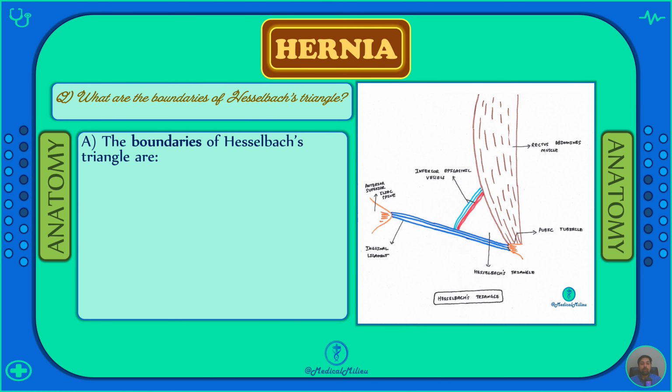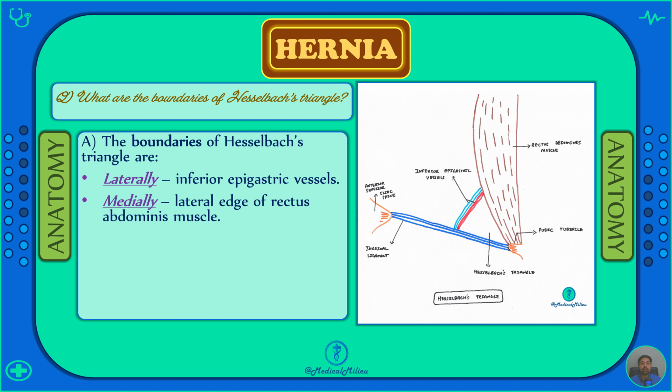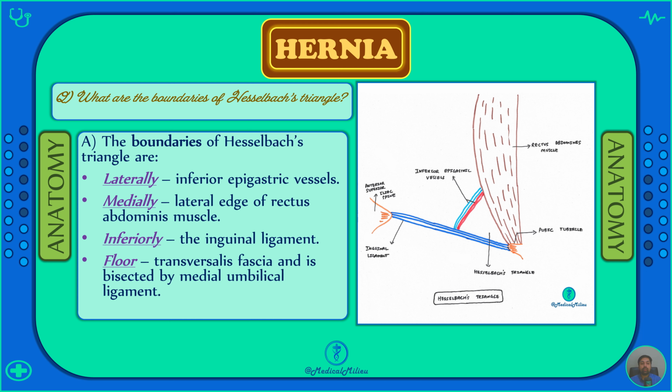The boundaries of Hesselbach's triangle are: laterally it is formed by the inferior epigastric vessels, medially by the lateral edge of the rectus abdominis muscle, inferiorly by the inguinal ligament, and the floor is transversalis fascia and is bisected by the medial umbilical ligament.